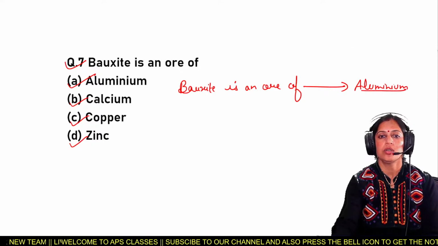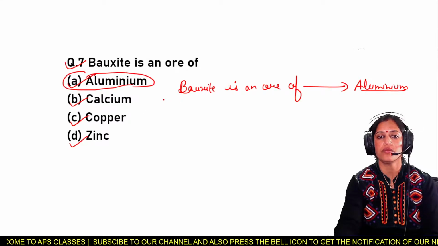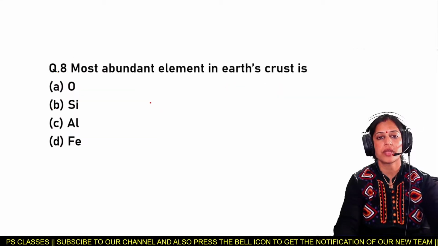Aluminium. Not calcium, not copper, and not even zinc. But bauxite is an ore of aluminium. So here this is the right answer.